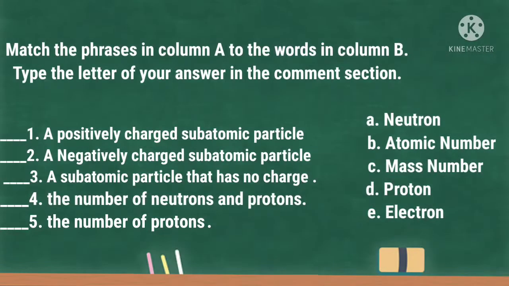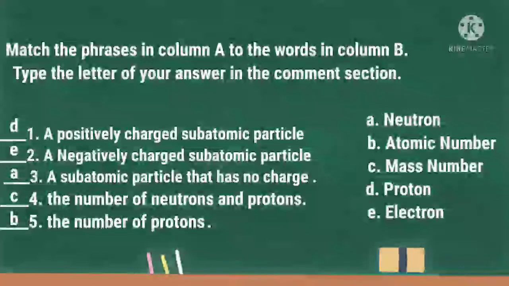These are the correct answers. For number 1, the correct answer is D, proton. For number 2, the correct answer is letter E, electron. For number 3, the correct answer is A, neutron. For number 4, the correct answer is C, mass number. And for number 5, the correct answer is B, atomic number.